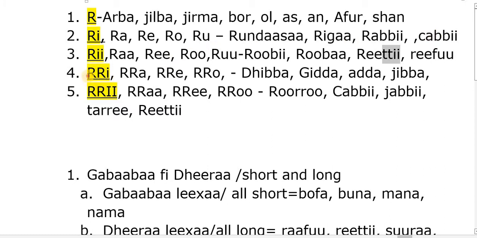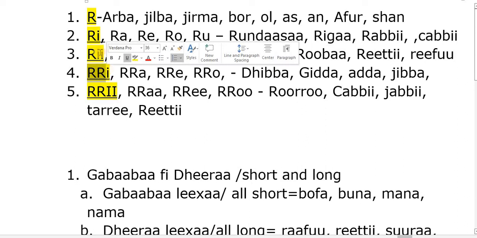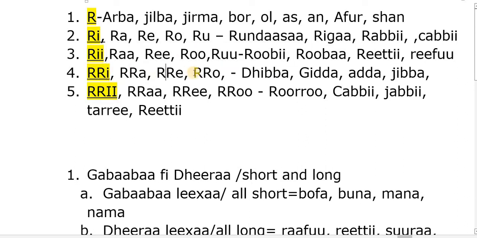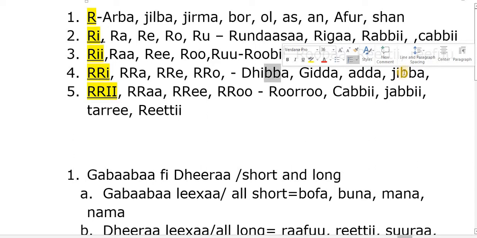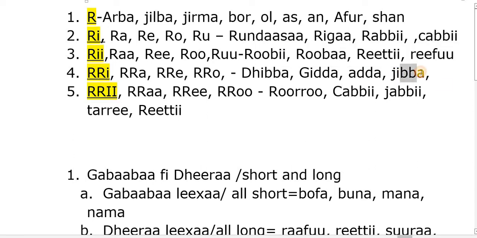So these are the other type of sounds we have. We can have this for any sound, as you can see, we have T here. We have B here as well. So Ibba, you can see that means 100. Ibba, Gidda, that's the name of a country. Adda, Jibba.